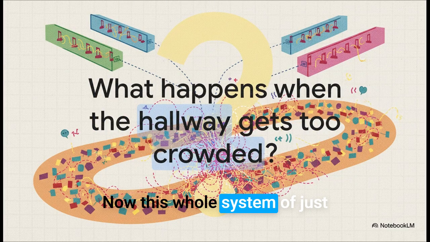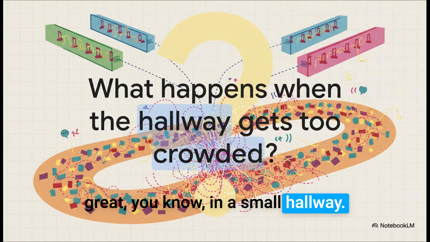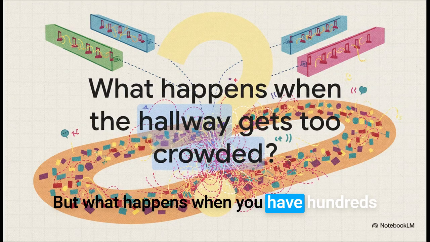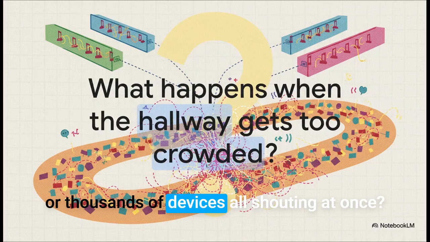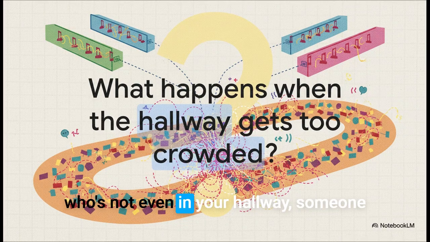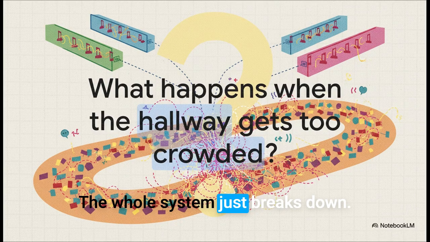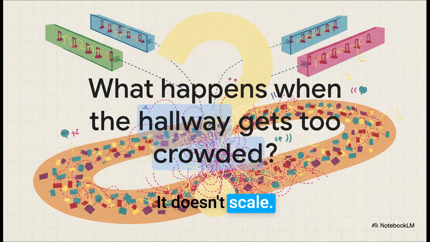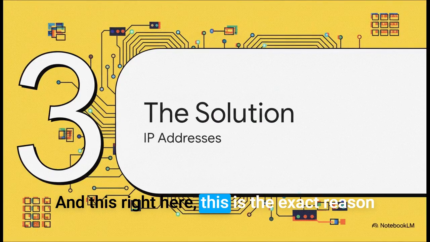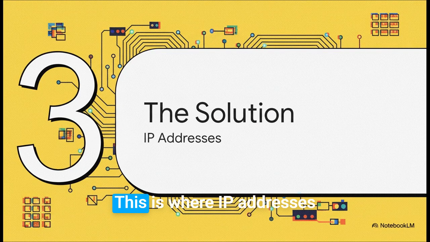Now, this whole system of just shouting down the hallway works great in a small hallway. But what happens when you have hundreds or thousands of devices all shouting at once? Or what if you need to talk to someone who's not even in your hallway, someone in a completely different building? The whole system just breaks down. It doesn't scale. And this right here, this is the exact reason we need another layer of organization. This is where IP addresses finally enter the picture.